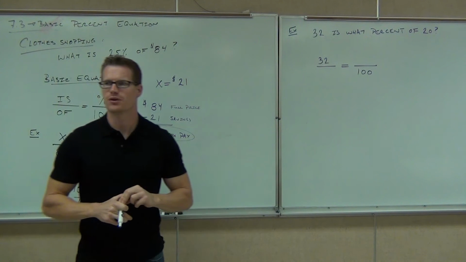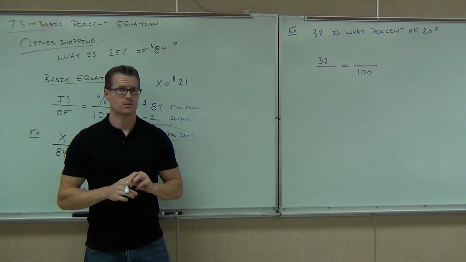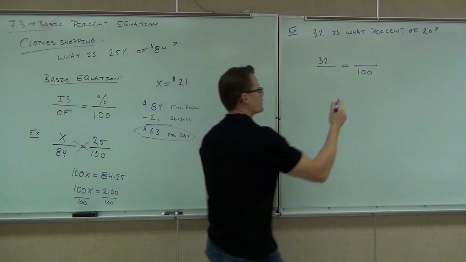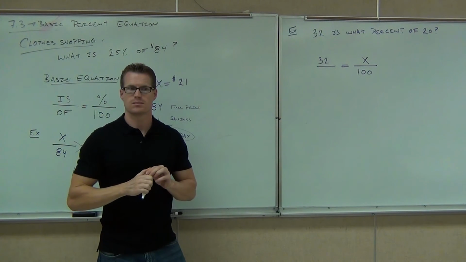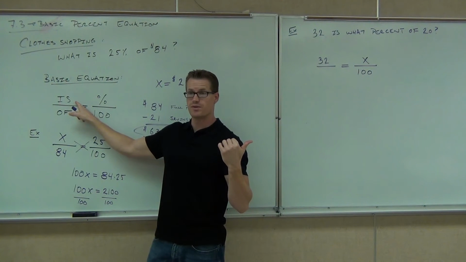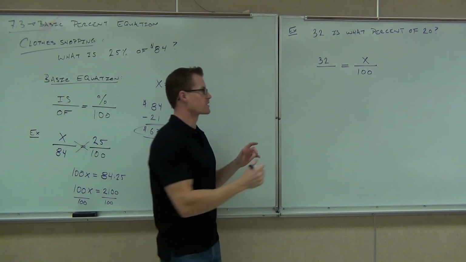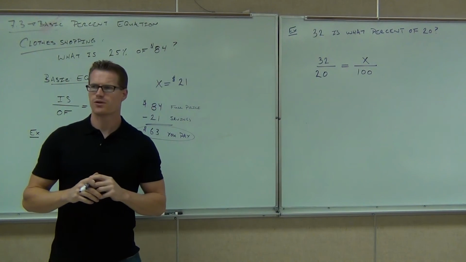What percent of 20? Tell me the next thing I can fill out. Well, it's not there. Yes, it says what percent? I don't know what percent. Why do I put the 20 on the bottom? That's the of. We had our is, that's 32. We've got our of. Our of says 20. We don't know the percent, so that's going to be X over 100. You okay with that one so far?